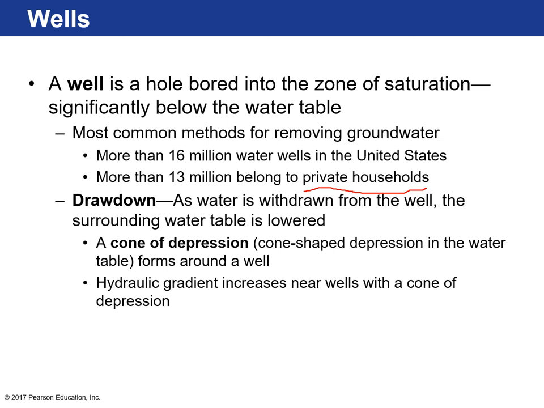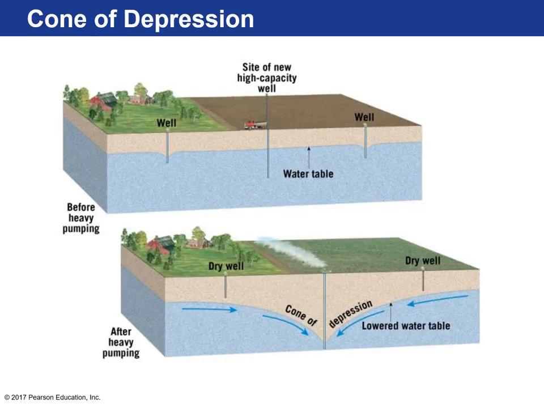But there's a problem in that, that you could draw down the water table if you're pumping out too much. What happens is that lowers the surrounding water table and creates your favorite flavor of ice cream, cone of depression. That forms around the well. And the hydraulic gradient will actually change as a result of the cone of depression.